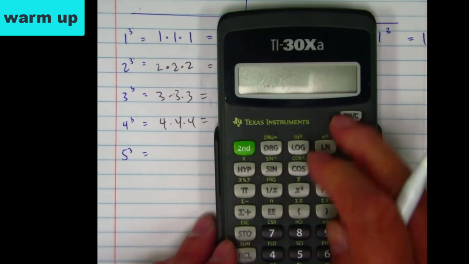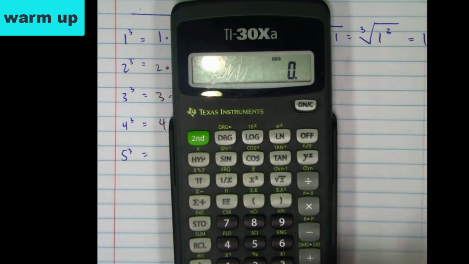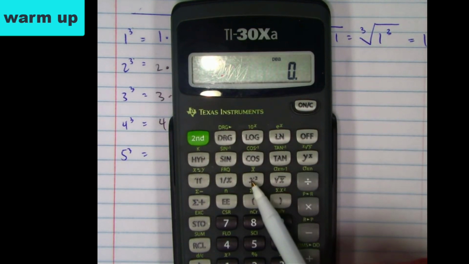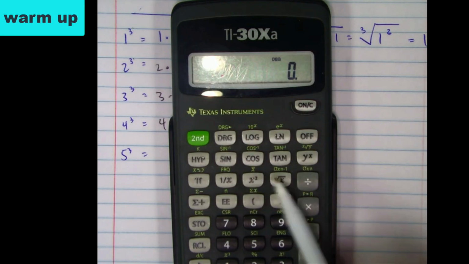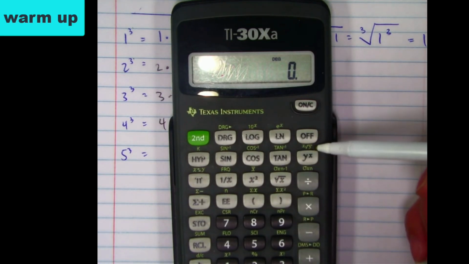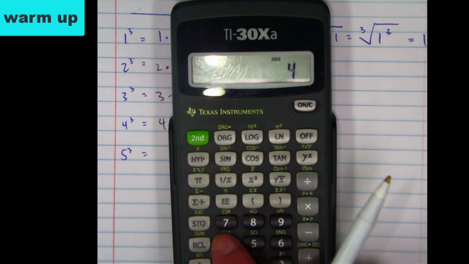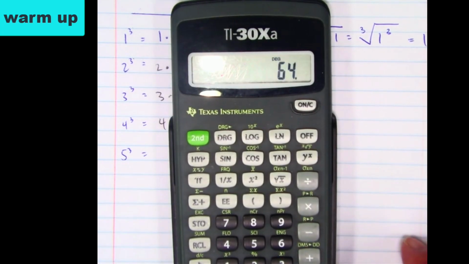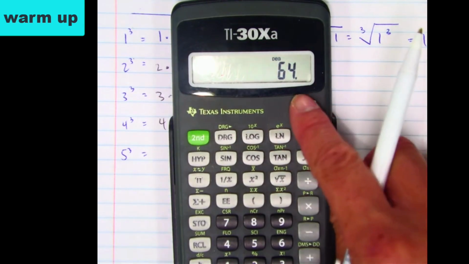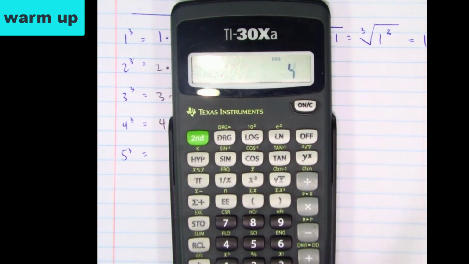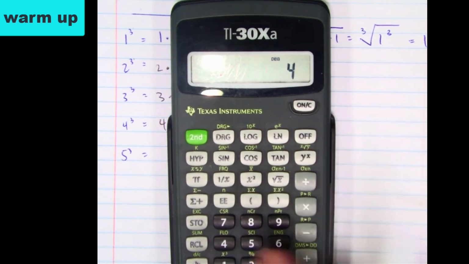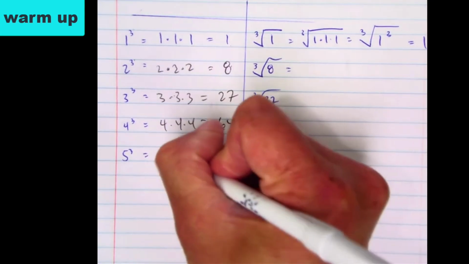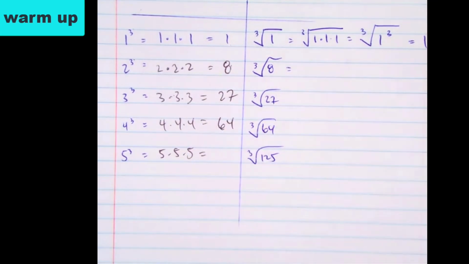Let me show you really quickly on your calculators. So you have here y to the x power. Remember, this is the square button and the square root, so these are opposites. And right here on your calculator, these two are opposites. So I can do 4 y to the x 3 equals 64. That's the same thing as saying 4 times 4, I did it twice, times the third 4 equals 64. Okay? 5 times 5 times 5 is 125.